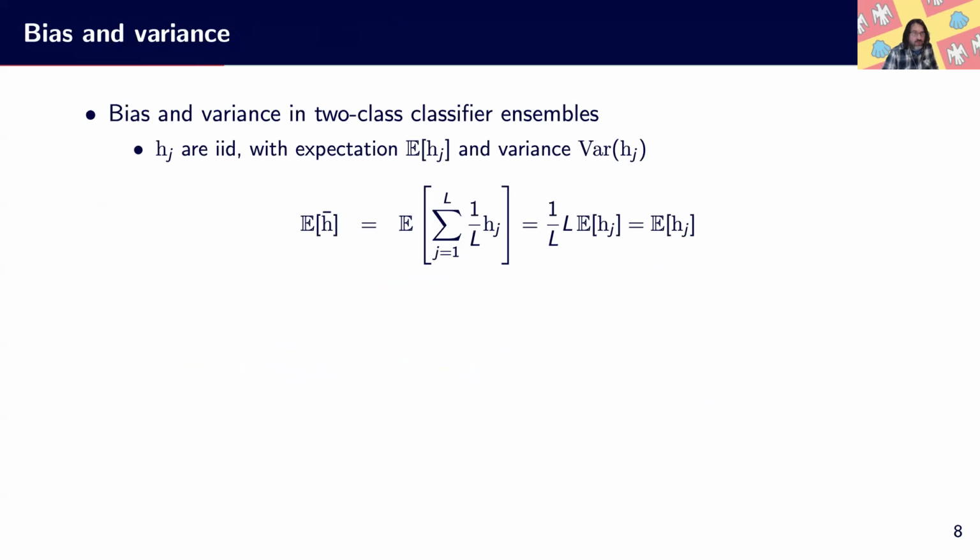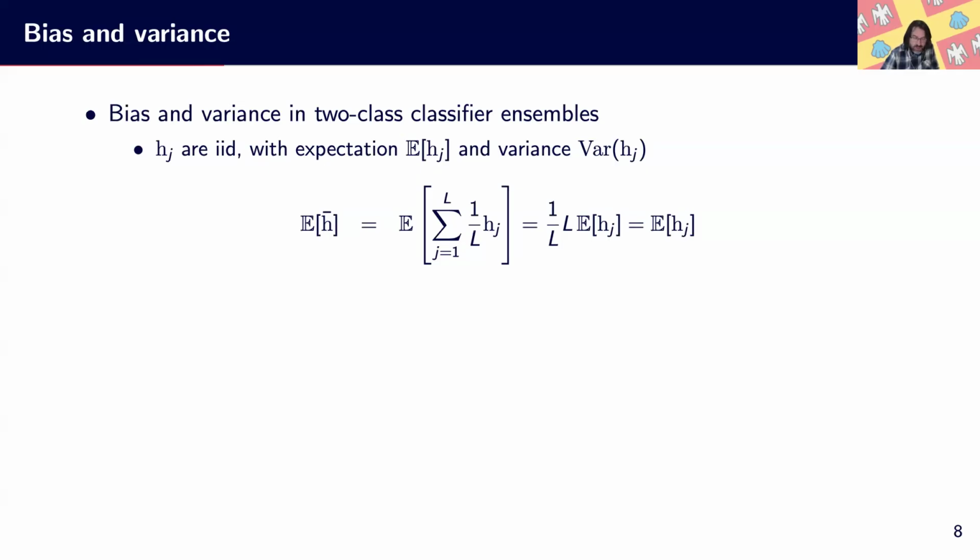So there is a notion of bias and variance in two-class classifier ensembles. What we saw before in terms of single models, we can apply here in terms of ensemble methods. So we assume that each hj is IID, and we have an expectation of the output that is called hj, and a corresponding variance over the individual output hj. And this is the same over all hj, from j equal 1 to L, given that we assume things are IID, independent and identically distributed, so we can just say it's the same everywhere.